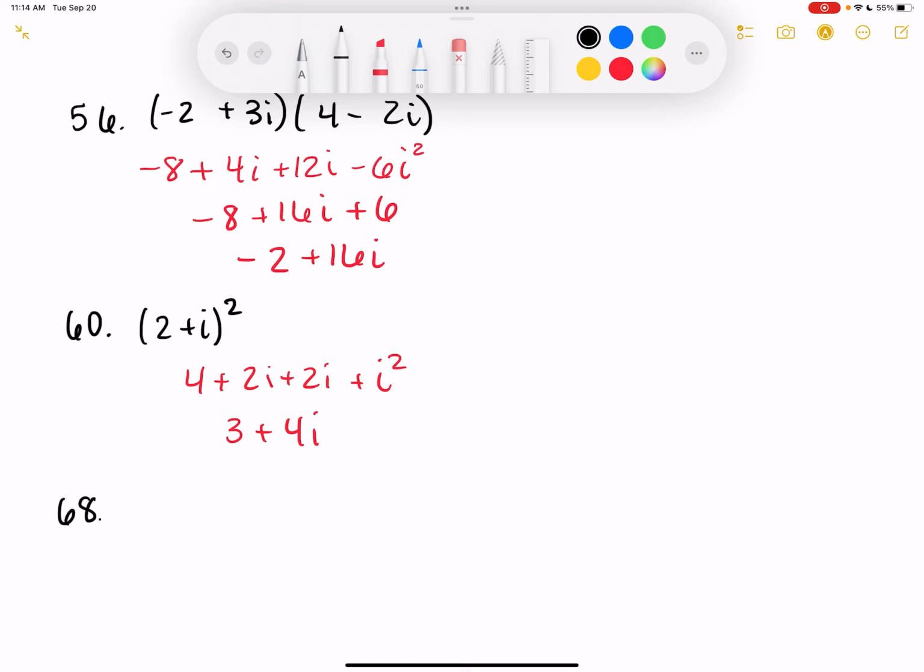Number 58: i times 2 plus 7i times 2 minus 7i.